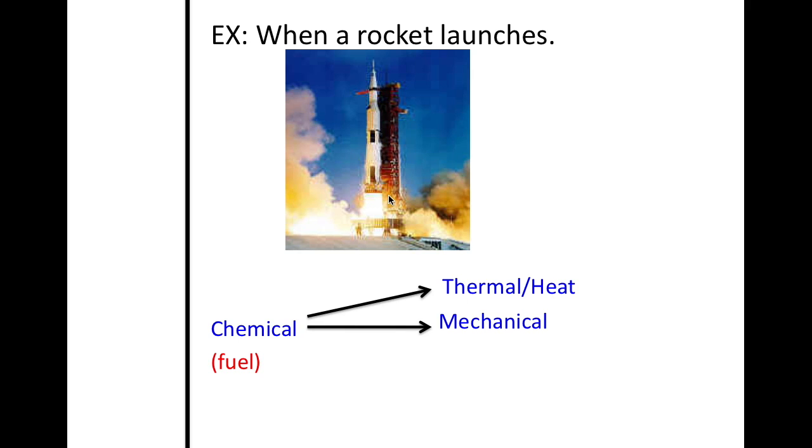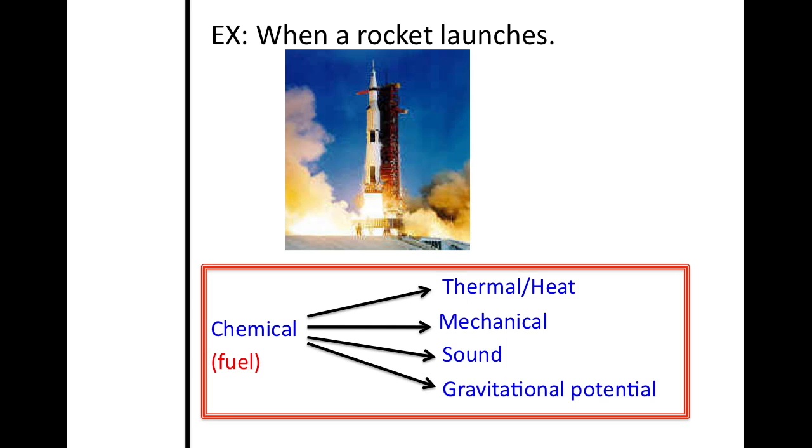Another thing is mechanical. The object, the rocket, is going up into the sky. It is moving very quickly. It is kinetic energy. The third thing is that there is a lot of sound that is produced from this powerful rocket that is being launched into the sky. And the last thing is the gravitational potential energy. The higher that this object gets in the atmosphere, the more potential energy due to gravity that this rocket has. Hopefully you got everything, and you'll see that you should have at least 4 arrows, and that these 4 arrows tell you what this chemical energy turned into.